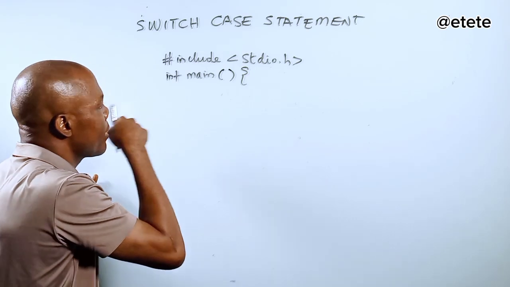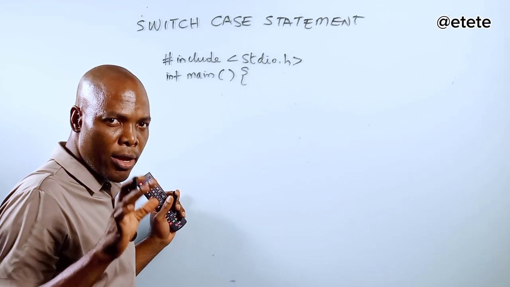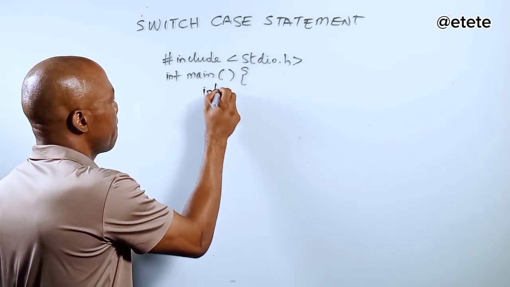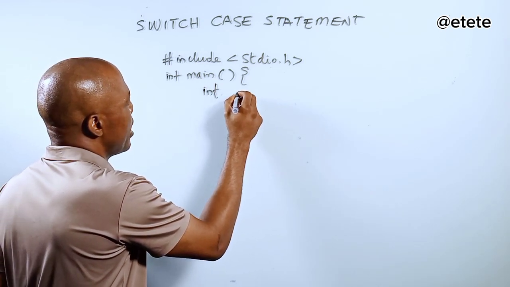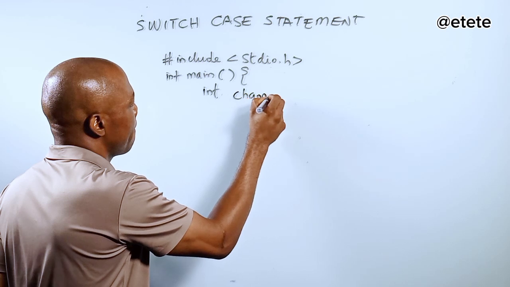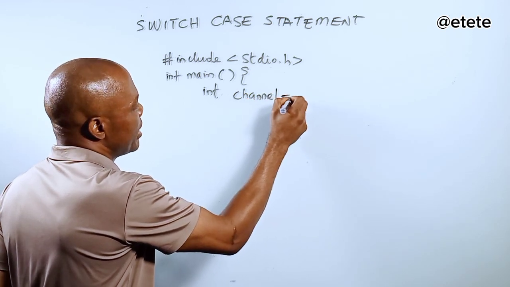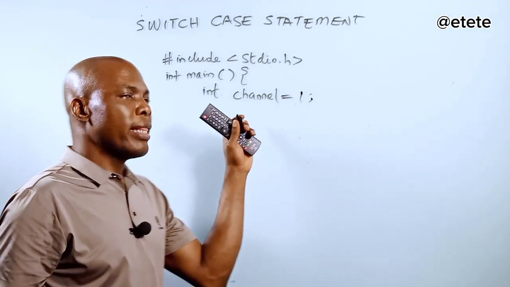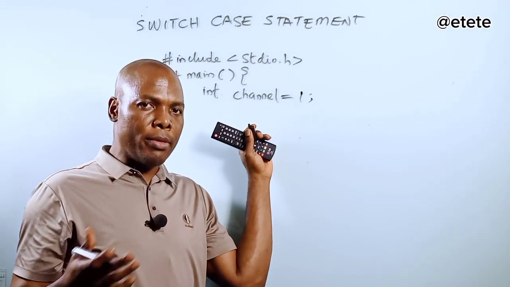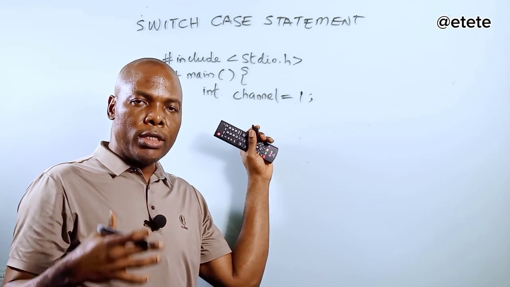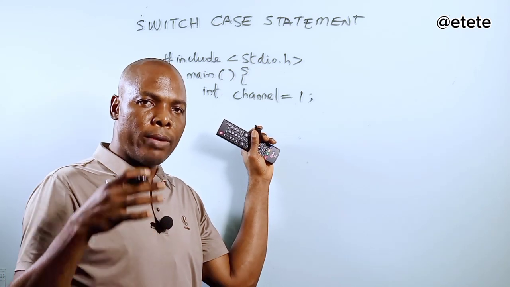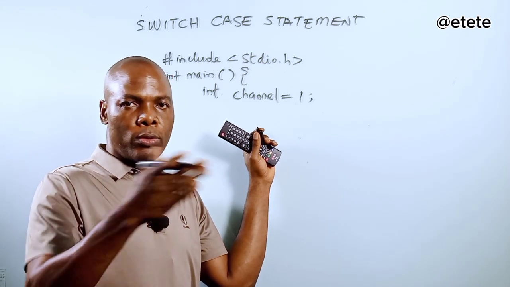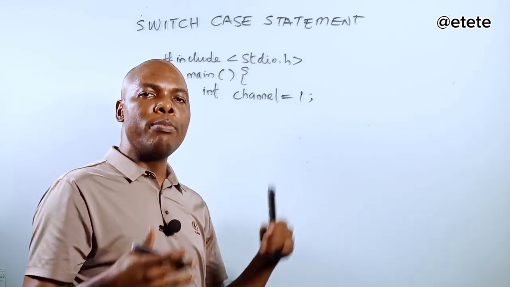I'll go in. Now, I'm going to declare just one variable, and I will say int, I can call it channel. Then I will assign the value to it. I will say 1. Then I will close this. Now, I can make my program dynamic or interactive. So when I run the program, it will write on the screen, enter a value from 1 to 3. Then when I enter the value, I will bring in my scanf.